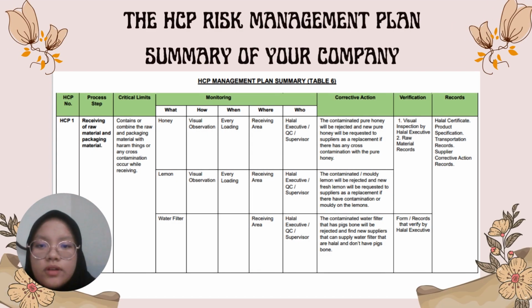So now let's move on to my fifth slide, where I will explain the HCP risk management plan summary of my company. The first HCP that my group decided on is during the process step of receiving raw material and packaging. The critical limit is contamination of the raw and packaging material with harmful things or any cross-contamination occurring while receiving.